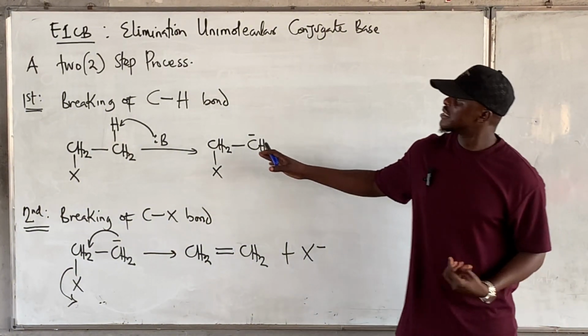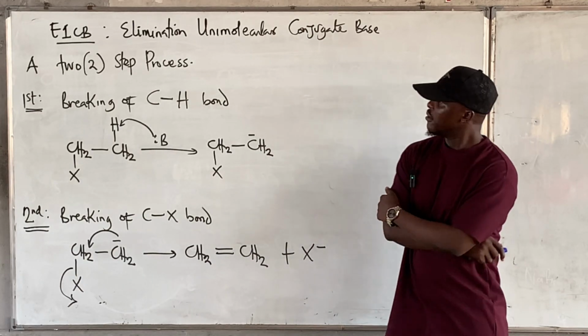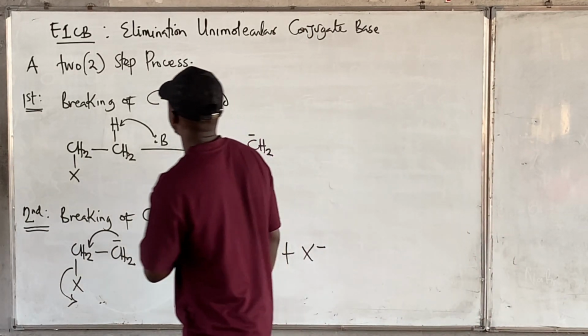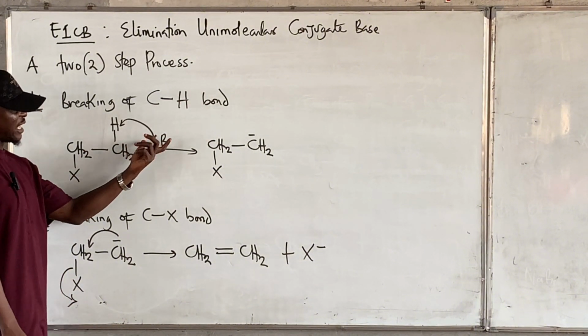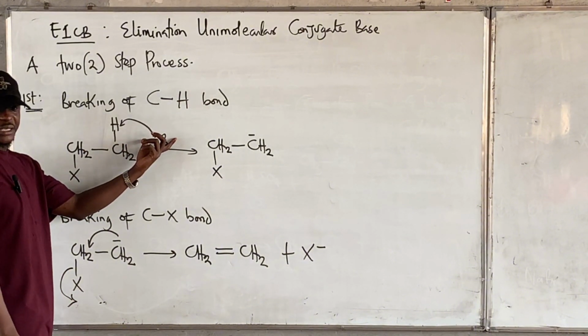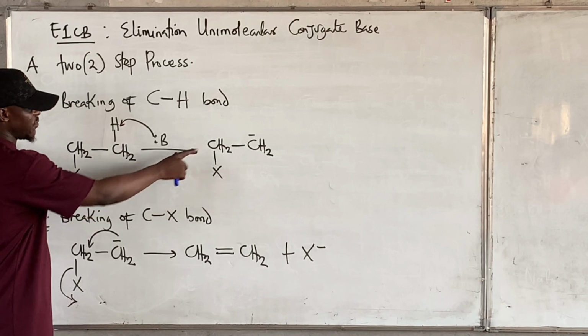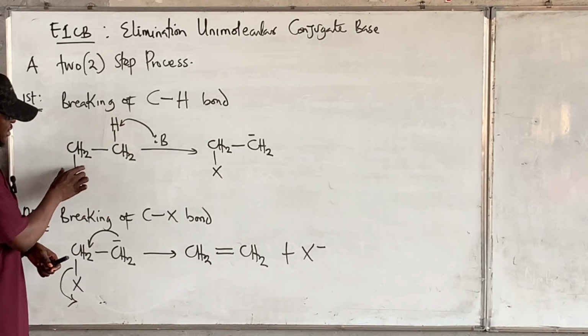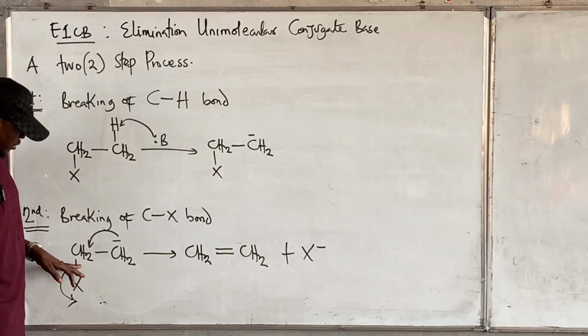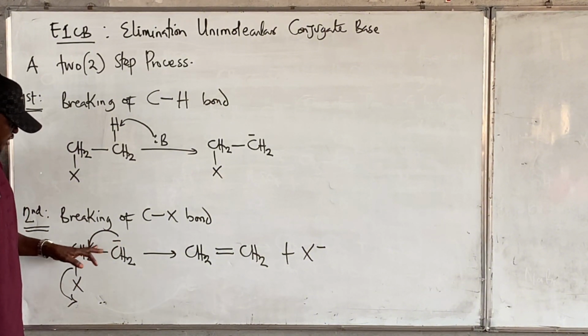So this is basically E1CB. Breaking of carbon hydrogen first, which is actually done via the base. The base pulls out this guy to form a minus. Now the second step is breaking of carbon halogen bond. This X breaks out. The double bond here, this minus moves here to form a double bond.